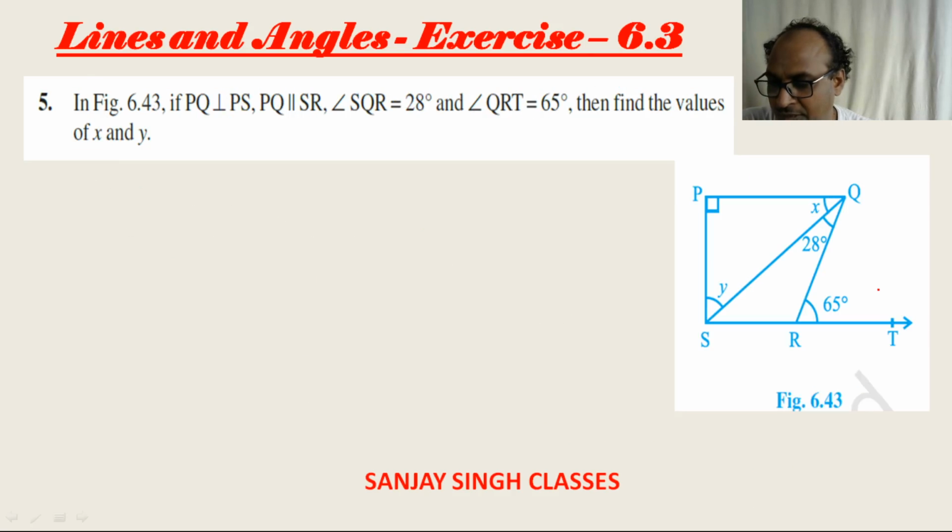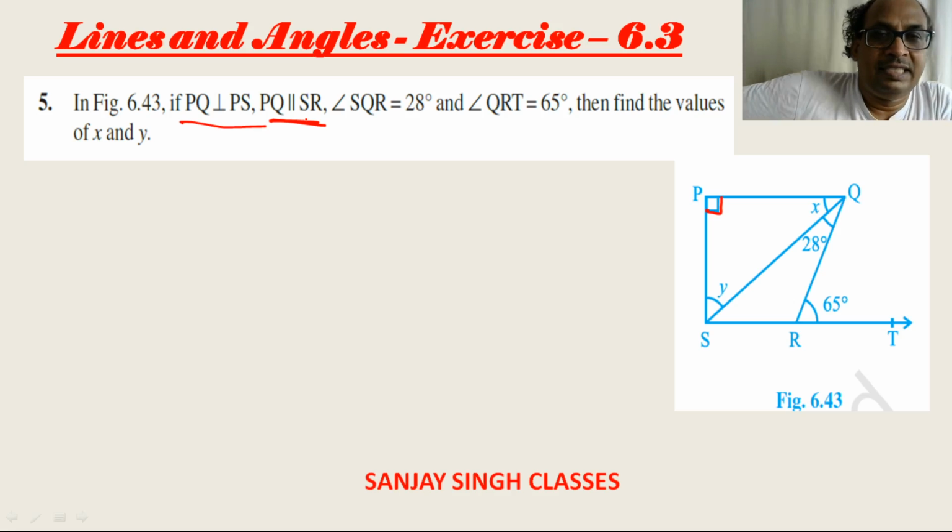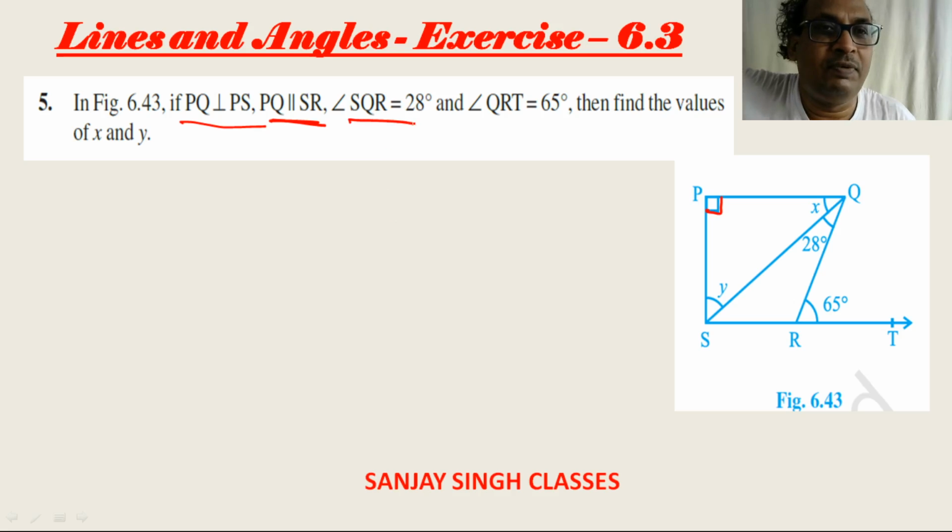Moving to question number 5 now. In this question, it is given that PQ is perpendicular to PS, which means this angle is equal to 90 degrees, and also it is given that PQ is parallel to SR. So this particular condition is given, which means we will be able to utilize the property of parallel lines. Angle SQR is given as 28 degrees, and angle QRT is given as 65 degrees. We need to find the values of X and Y.